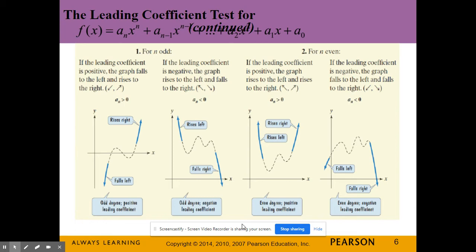For even functions, so degree 2 quadratic, or degree 4, degree 6, and so on, all the even numbers, they will either both rise on the left and right, or they will both fall on the left and right. And it's based on, again, the leading coefficient. If the leading coefficient is positive, they both rise. If the leading coefficient is negative, they both fall. And again, every function is going to fall into one of these four categories. Again, what happens in between is determined by other factors, but how each function ends is going to be one of these four scenarios.